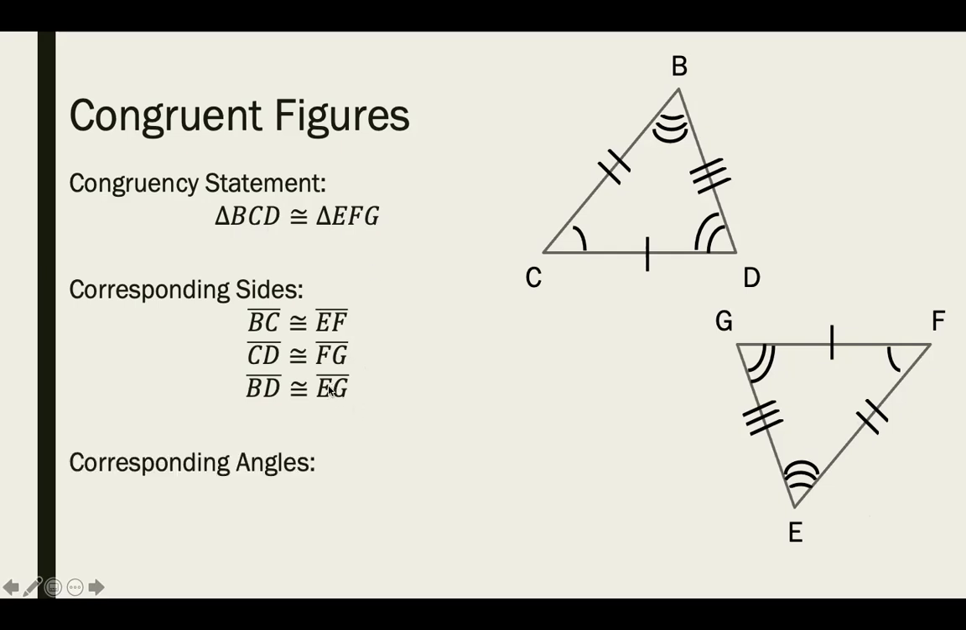Additionally, corresponding angles. We have that B is congruent to E, C is congruent to F, and D is congruent to G. Again, B is congruent to E because they both come first in the congruency statement. C is congruent to F because they both come second. D is congruent to G because they both come third, and we can see those marked in this diagram as well.